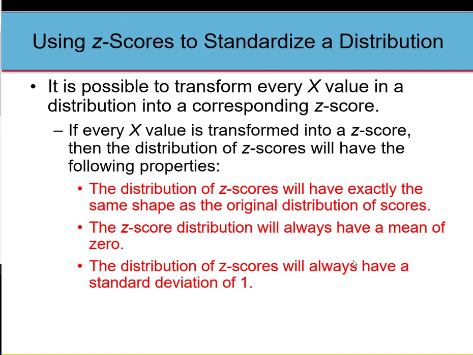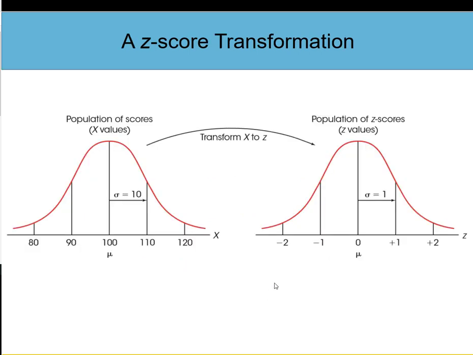Okay, so using z-scores to standardize the distribution, it's possible to transform every x value in a distribution to a corresponding z-score. If every x value is transformed into a z-score, then the distribution of z-scores will have the following properties. These are in red because they're important. The distribution of z-scores will have exactly the same shape as the original distribution of scores. Just because you transform them to a standardized distribution does not change its shape. The z-score distribution will always have a mean of 0, and a standard deviation of 1.